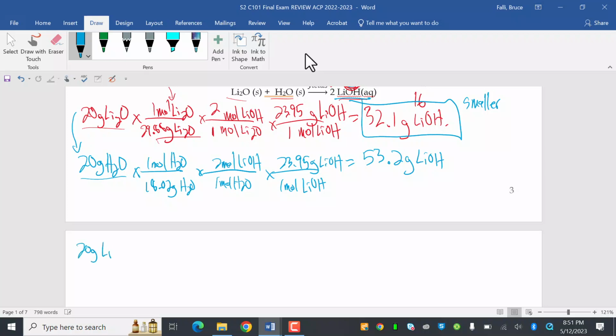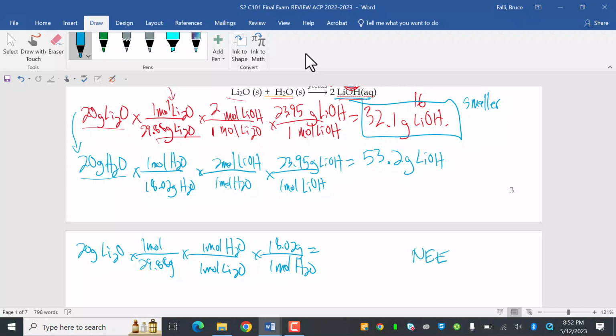20 grams Li2O, 29.88 grams and 1 mole, and then 1 mole Li2O in 1 mole H2O, 1 mole H2O, 18.02 grams. And this will tell me how many grams I need. And I cheated a bit. I didn't write Li2O here. And you should.